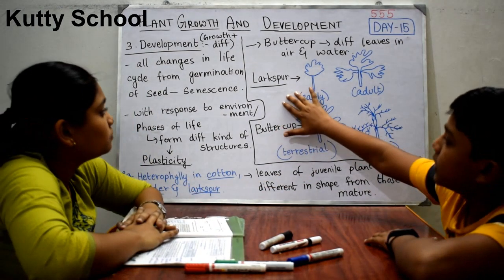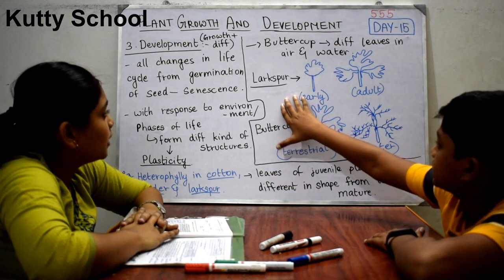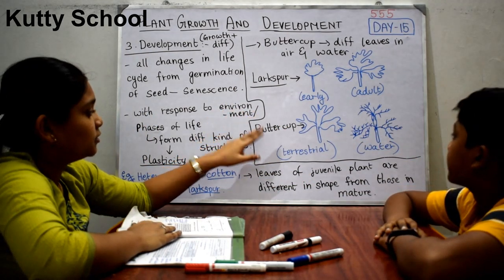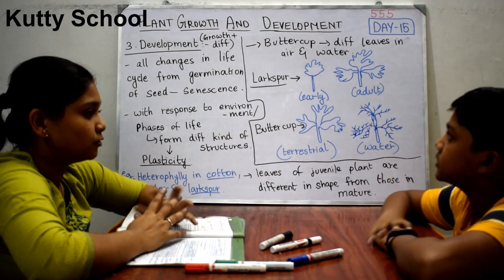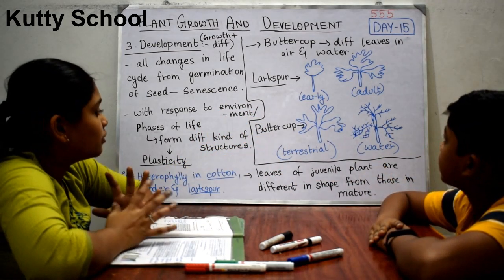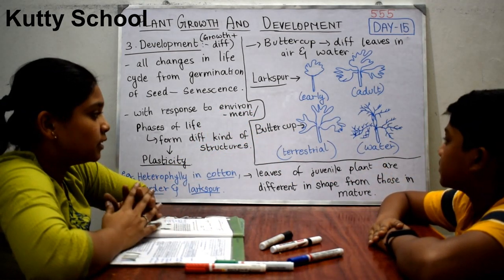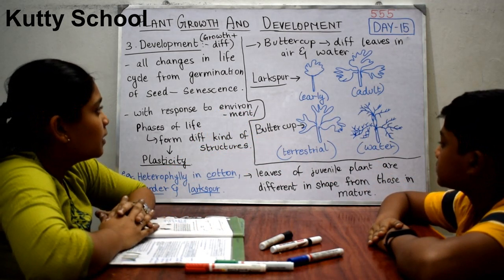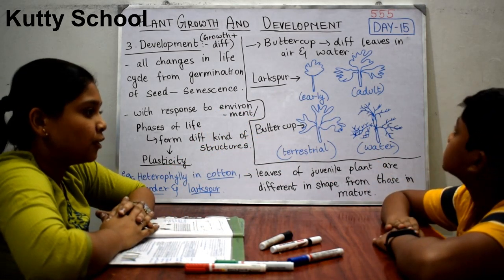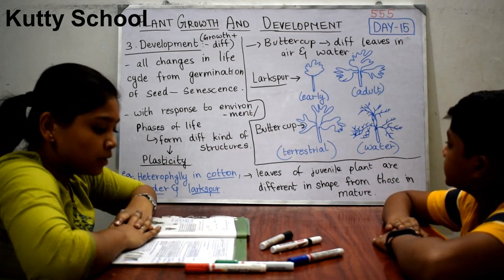Is this present in water, or is this not? No, that is larkspur. That is the early and adult stage. Here it is terrestrial and water conditions. So this kind of changes in plants, whether it is leaves, branches, or anything, is known as plasticity of plants.